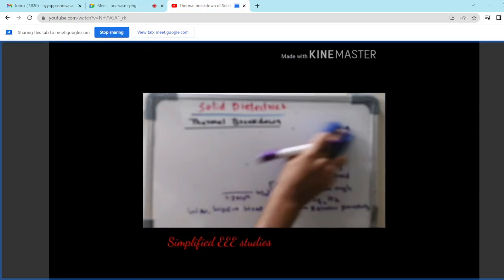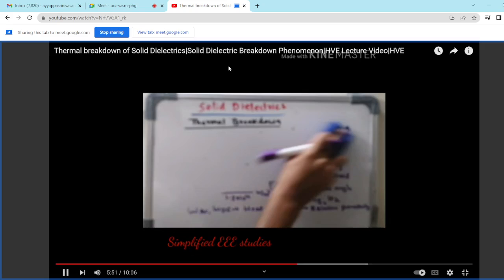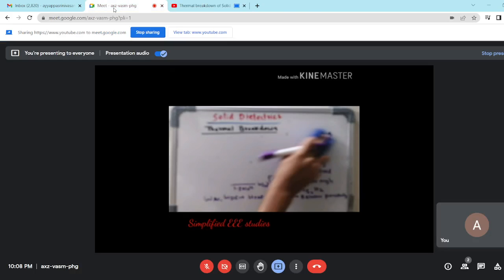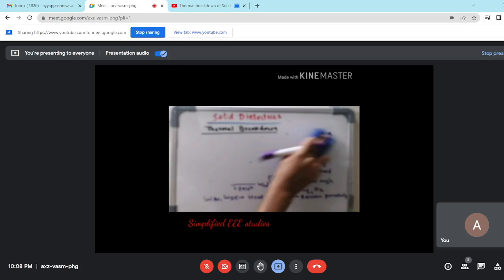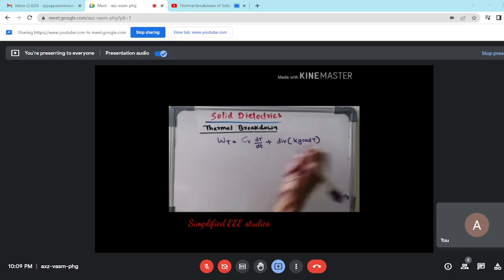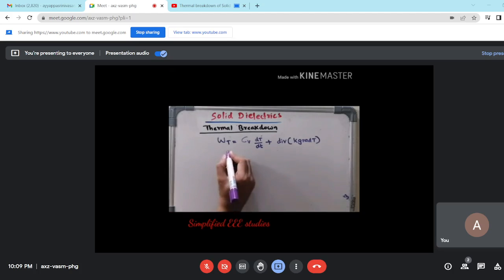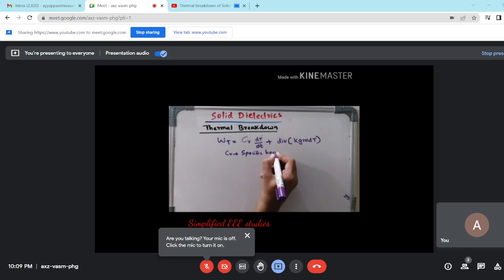The amount of heat which is transferred, I can write as CV into dT by dt plus divergence of K into gradient of T. So this is the expression with which you can calculate how much heat is getting transferred from the solid dielectric test piece, where CV is known as the specific heat of the specimen.